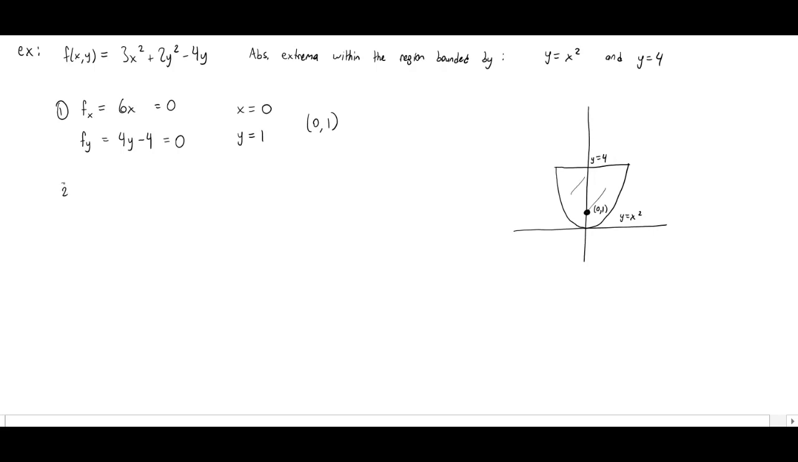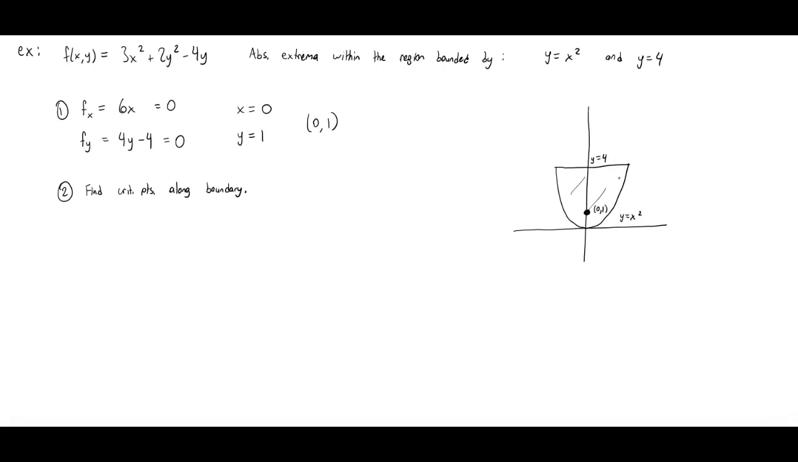So next, I want to find critical points, if you will, along the boundary. Now this one is slightly different from the previous question because my boundary consists of more than one part. In the previous example, the boundary was just a circle. Here it's a line and a parabola. So there's two parts to the boundary, and we need to examine each piece separately.